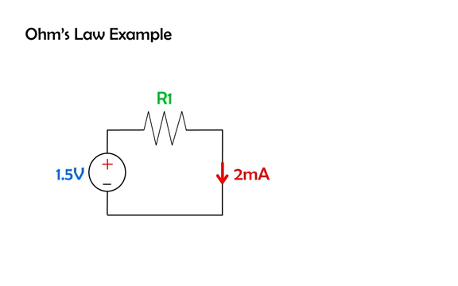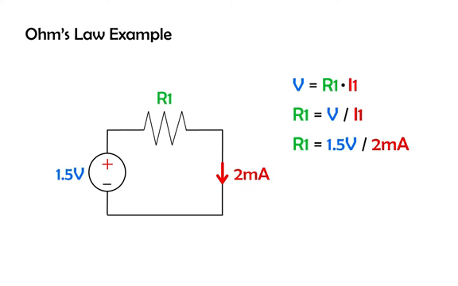We know from Ohm's law that voltage is equal to current times resistance. Solving for the resistance in this circuit, we have that R1 is equal to the voltage V divided by the current I1. 1.5 volts divided by 2 milliamps is 0.75 kilo ohm. So the unknown resistance is 0.75 kilo ohm.